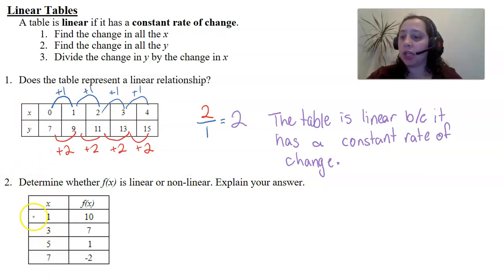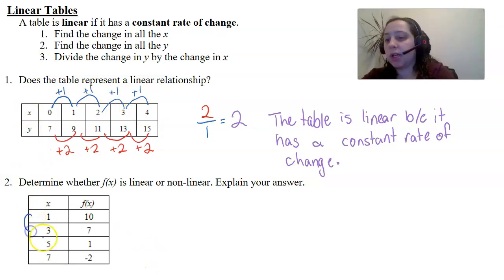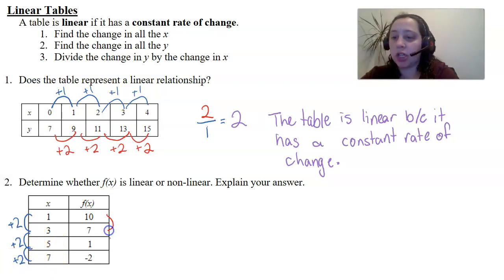So let's find our change in x. Between 1 and 3, 1 plus 2 gives me 3. Between 3 and 5 is also plus 2, and between 5 and 7 is also plus 2. Let's find the change in y. To get from 10 to 7, I have to subtract 3. From 7 to 1, I need to subtract 6, or I can also get negative 6 by doing 1 minus 7. And to get from 1 to negative 2, I need to subtract 3.